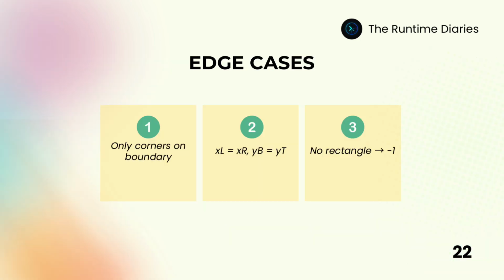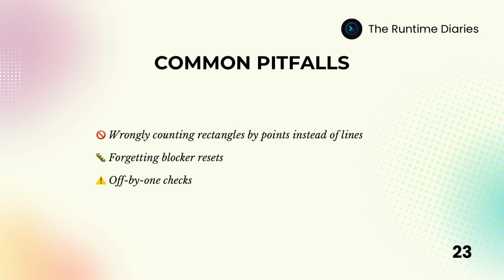Edge cases can make or break this problem. Corners are allowed on the boundary, obviously, but no other points can touch or cross the edges. We also reject invalid rectangles, where x left equals x right or y bottom equals y top. And if no valid rectangle exists, our answer is simply -1. Simple, predictable, and safe.